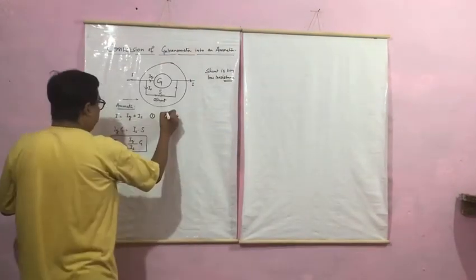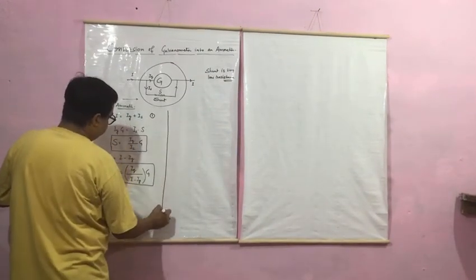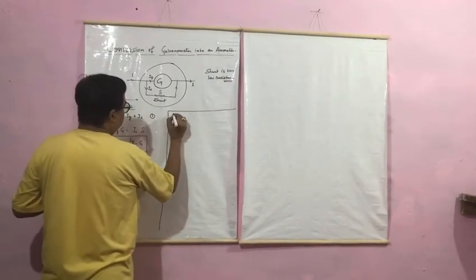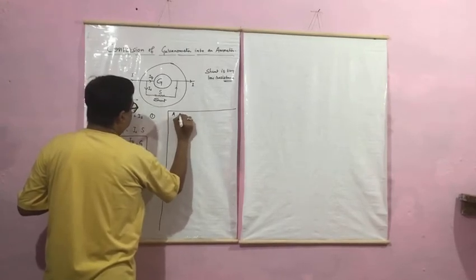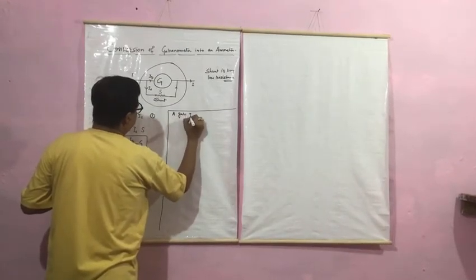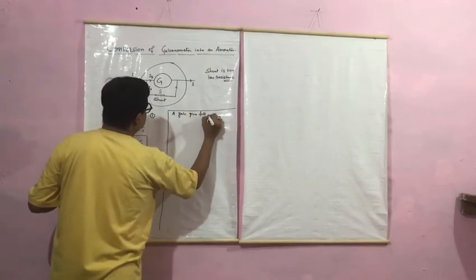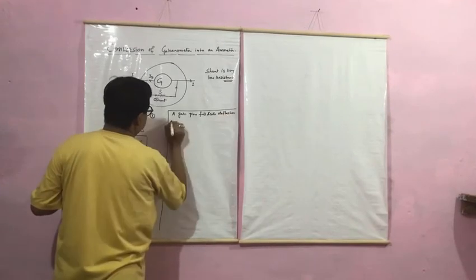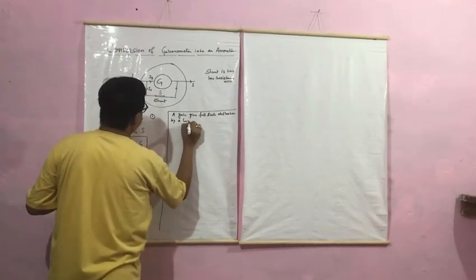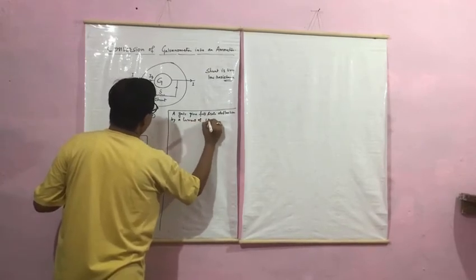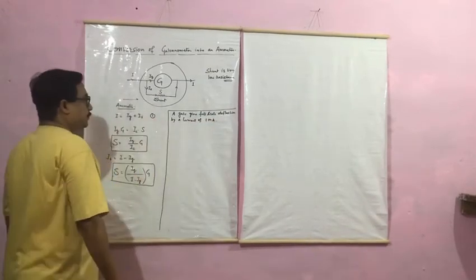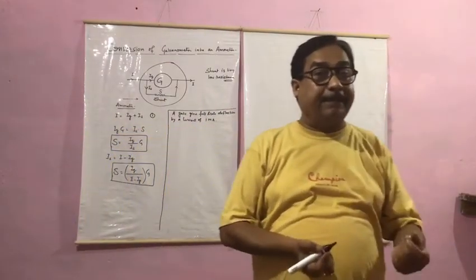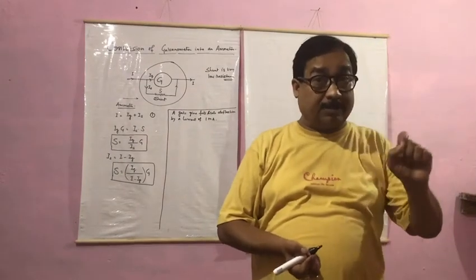Now I am giving you one problem based on this. Suppose a galvanometer gives full scale deflection by a current of 1 milliampere. Suppose. So we have a galvanometer which gives full scale deflection by a current of 1 milliampere. 1 milliampere is a very small current, 1 upon 1000 of an ampere.